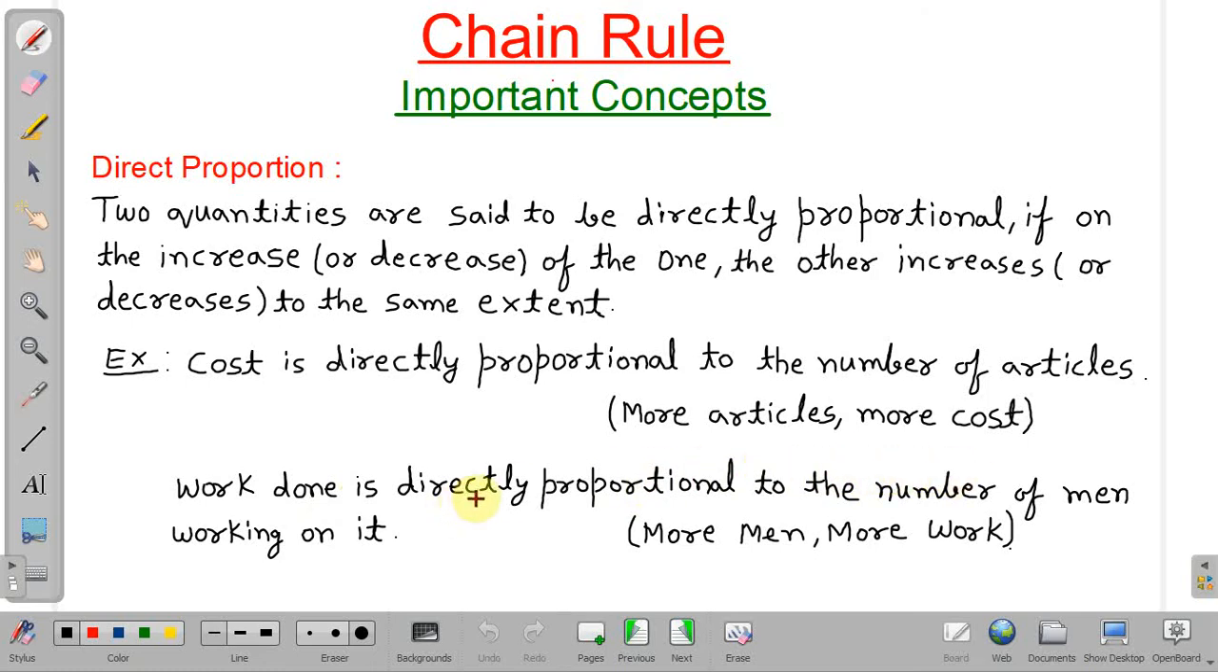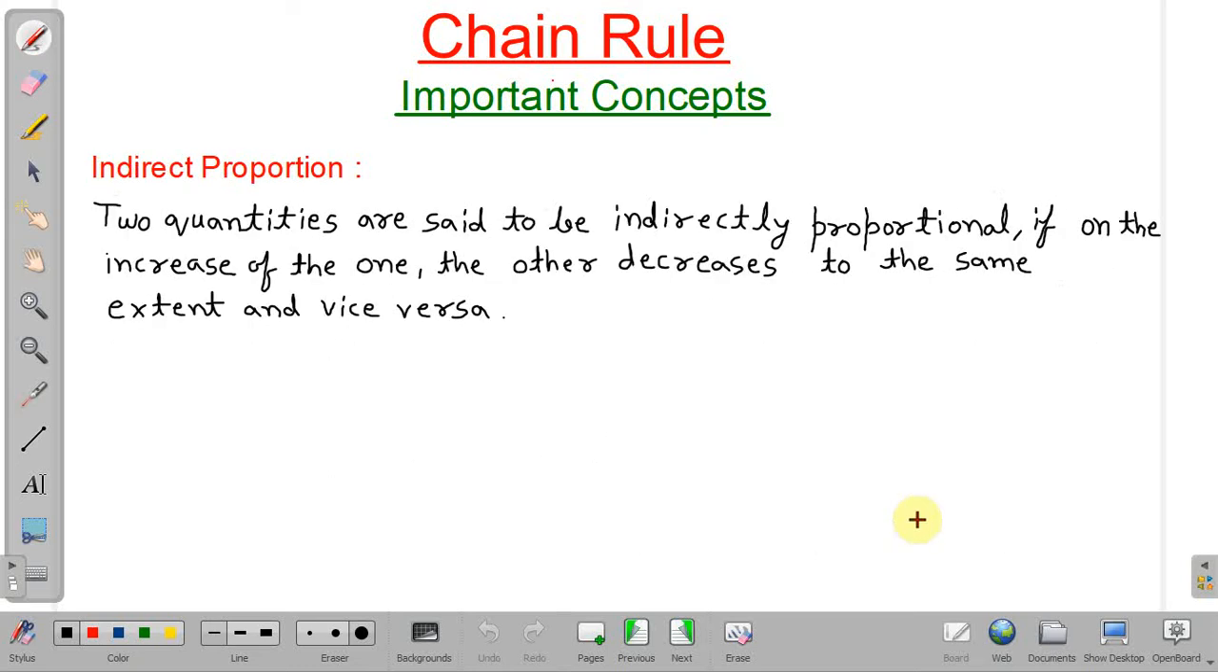Similarly, work done is directly proportional to the number of persons working on it. So, how many workers are working for a job? Work done will be proportional to the number of workers. So, more men, more work. Okay. So, this is also an example of direct proportion. The next type of proportion is indirect proportion.